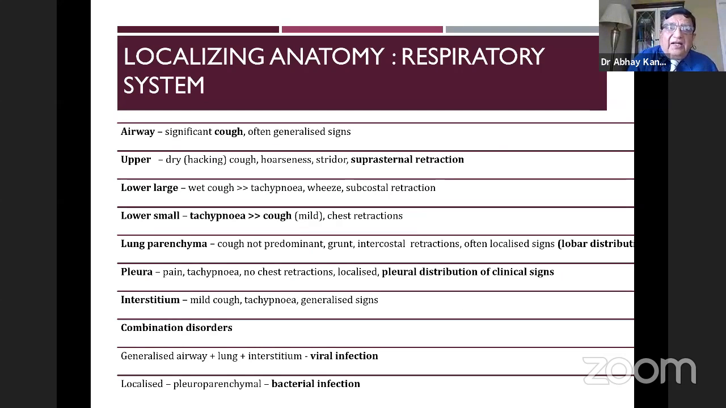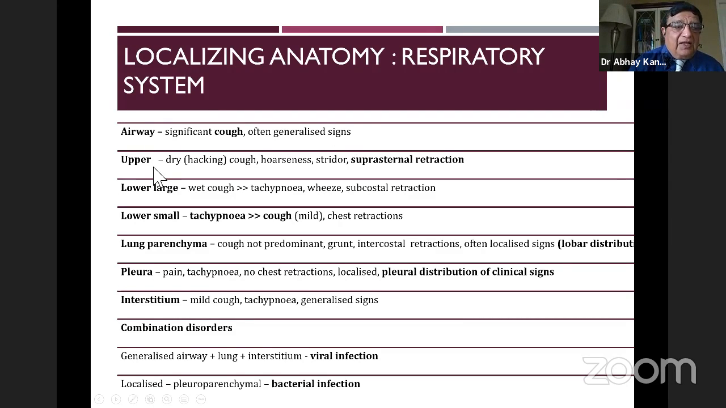Now, like in any other system, we can also have some localizing anatomy in the respiratory system, which will tell us which part of the respiratory system is affected. We have the upper respiratory and the lower respiratory. In the lower respiratory, we have the lung parenchyma, bronchus, even pleura. So localization is very, very important, and it all depends upon the signs and symptoms with which the child is presenting. Suppose there is an airway disease, airways are affected, then cough is a predominant symptom, and usually the signs are generalized.